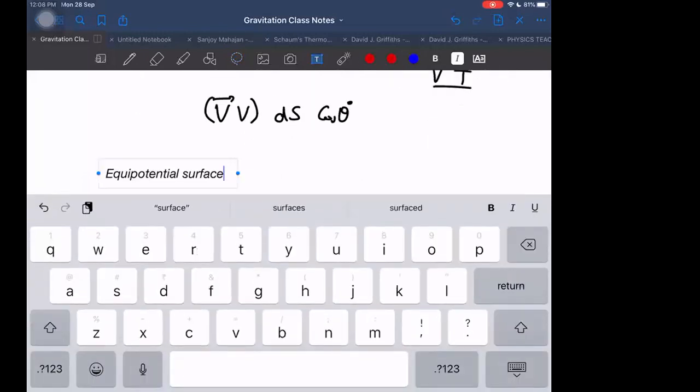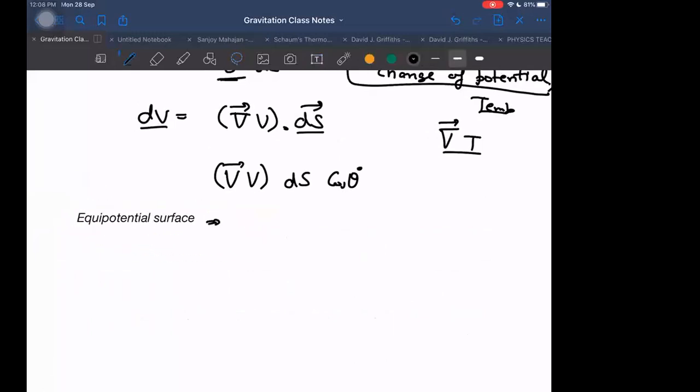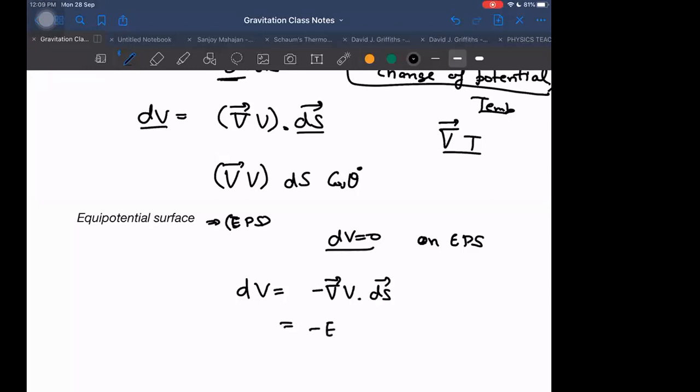Right. But how do we find the surface which has the same potential? If potential has to be the same, then dV must be 0. Equipotential surface means dV must be 0 on the equipotential surface, EPS for short. If the change in potential is 0, then we know the change in potential can be written as minus of del V dot ds, or I can write it as minus of E dot ds. Yes, very good, you understood it right.